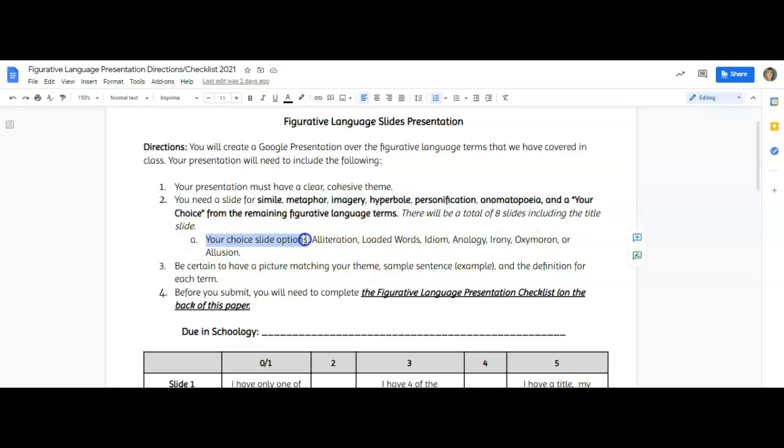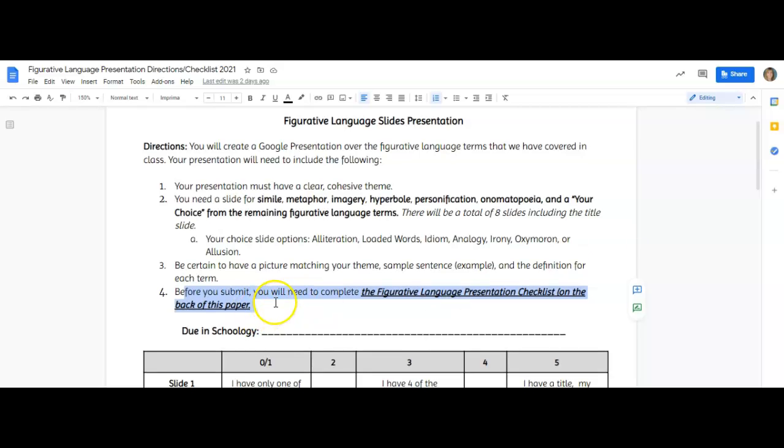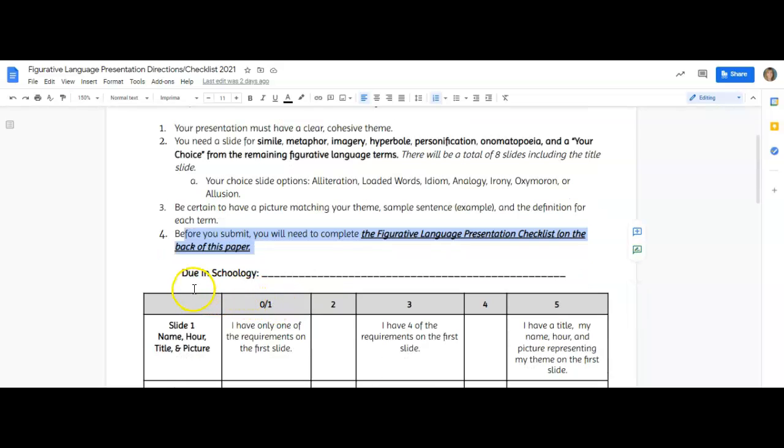Your choice slide options are alliteration, loaded words, idiom, analogy, irony, oxymoron, or allusion. Be certain to have a picture matching your theme, sample sentence, example, and the definition for each term. Before you submit, you will need to complete the figurative language checklist on the back of this paper, and this is going to be due on Friday.